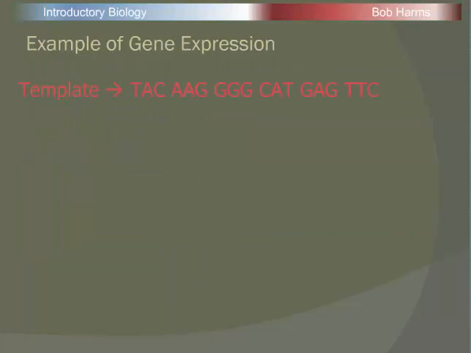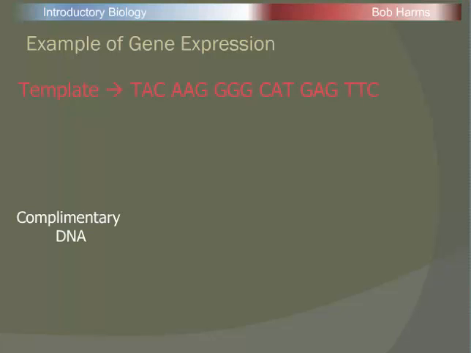So let's take a look at an example problem using our DNA and our RNA, and you will certainly see these kinds of problems on the final exam. Now, I will provide a genetic code. You don't need to memorize that, but I do expect you to know how to use it. So, for example, let's say we had this particular piece of DNA: TAC, AAG, GGG, CAT, GAG, TTC.